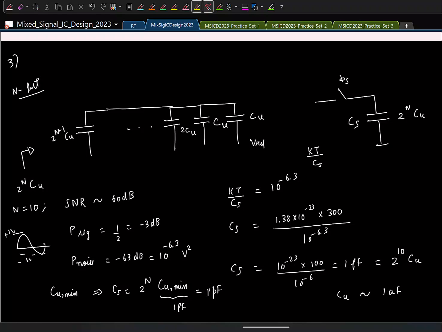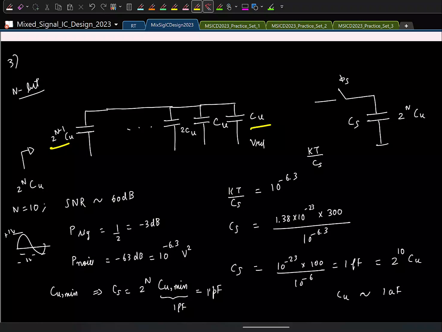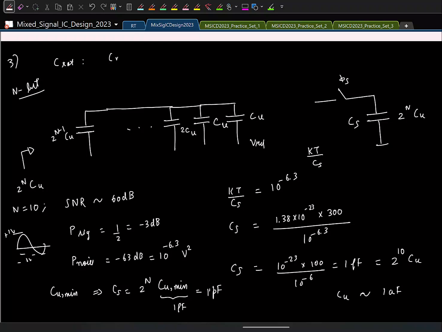If it was a normal ADC, it is okay. I can put a 1 femtofarad, I am good. Because in a SAR, the minimum capacitance to maximum capacitance spread is so high. I have a C total, but the maximum to minimum capacitance ratio is so high. So this is the problem. Let's see if we can do something about it.